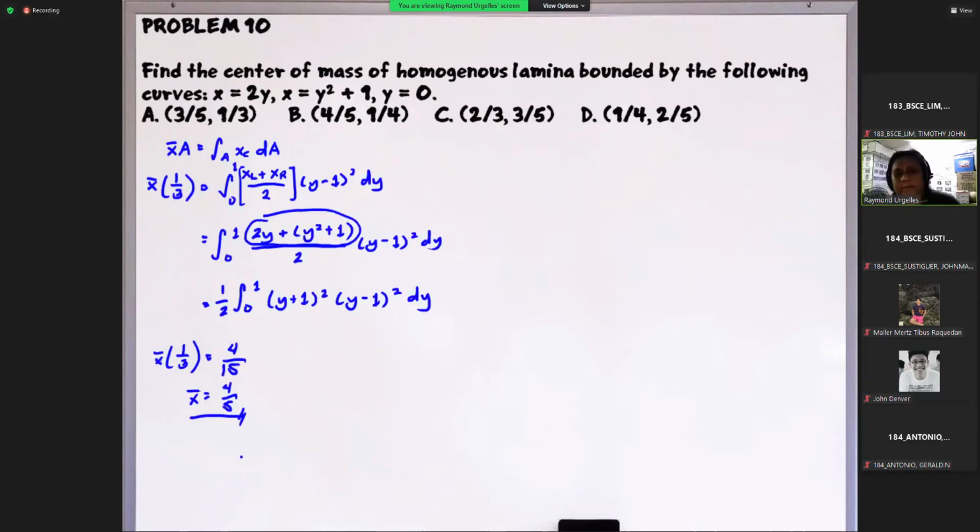Okay? So we now have the x coordinate. Looking at the choices, only one of them has 4/5 as x bar. So most likely this is the correct answer. But to check, let's try to solve for y bar.